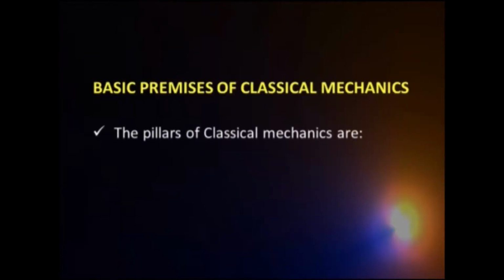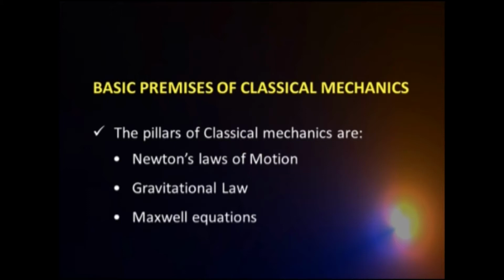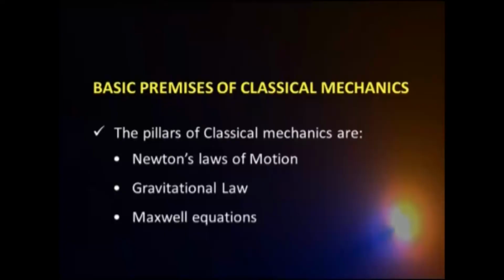So we see things in the macroscopic world, and all those observations have been documented or formulated in terms of certain laws. The three basic pillars of classical mechanics are Newton's laws of motion, the gravitational law, and Maxwell's equations. These three put together put classical mechanics on a very strong foundation. On the basis of these, practically most of the things we know of in the macroscopic world could be explained.